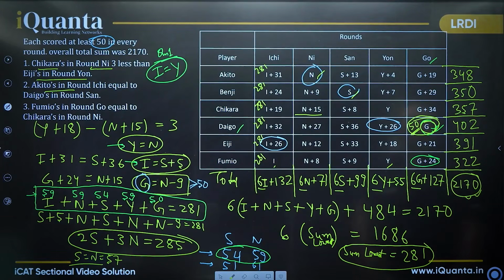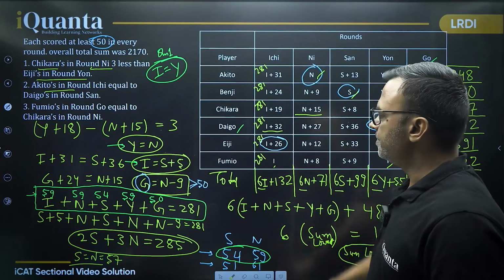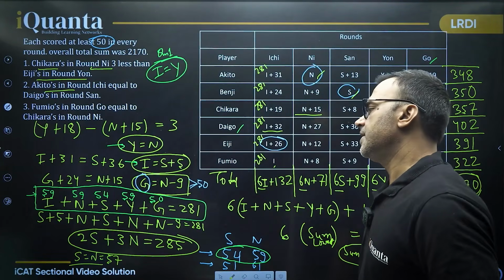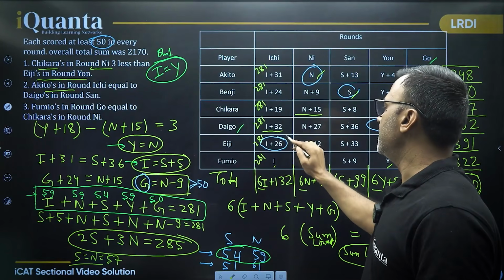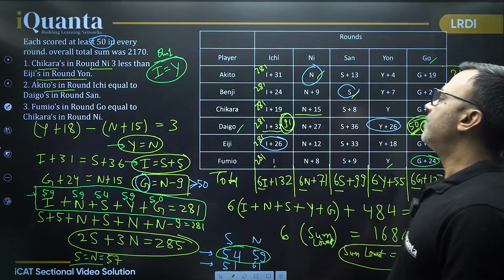Now overall highest score will be which one? Let's do one thing. Let's check the highest score of each round. So in the first round, the highest score is I plus 32. I is 59. 59 plus 32. How much is that? 91. This is the highest score of the first round.